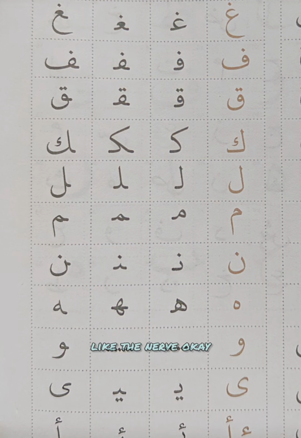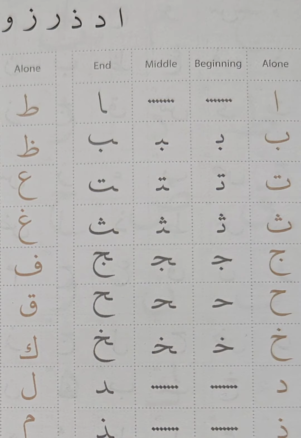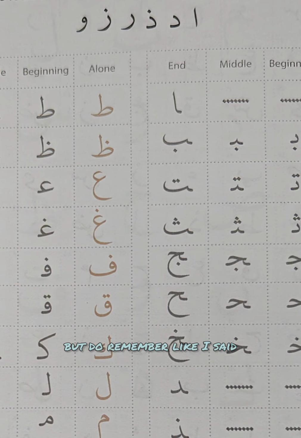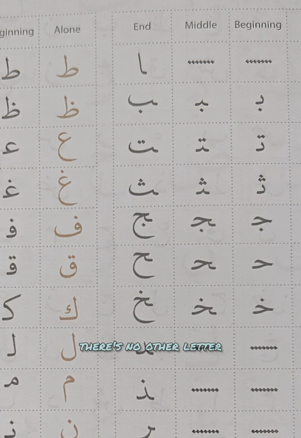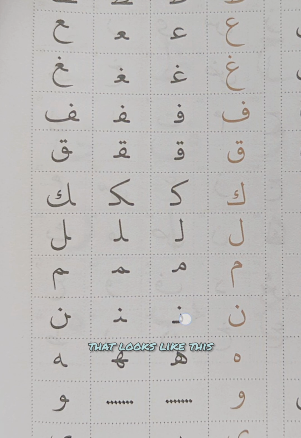The letter Na, okay, alone is very obvious, you can tell it apart. At the beginning and at the middle, it's a very different look. You might confuse it with the shape of Ba, but do remember, like I said, what sets them apart is their dots also. There's no other letter that looks like this. Even if it's similar to Ba, Ba has a dot at the bottom.